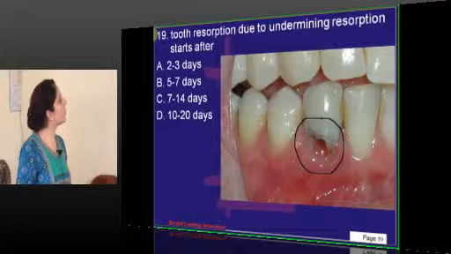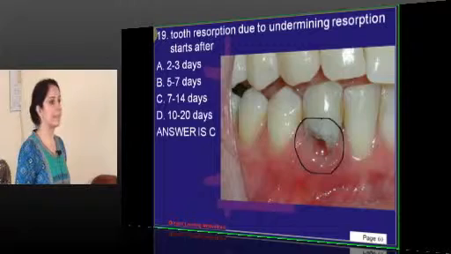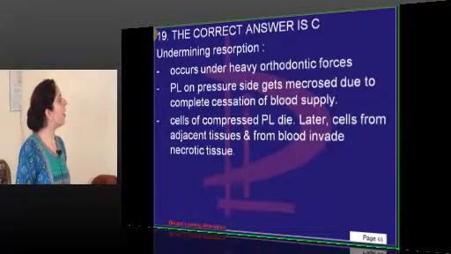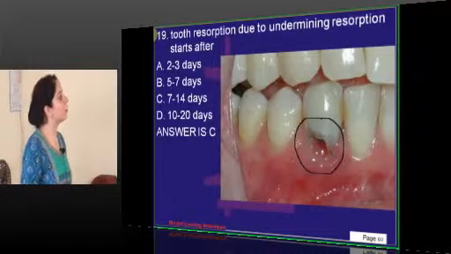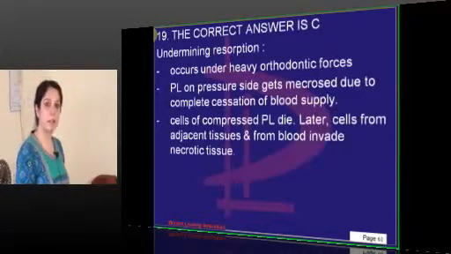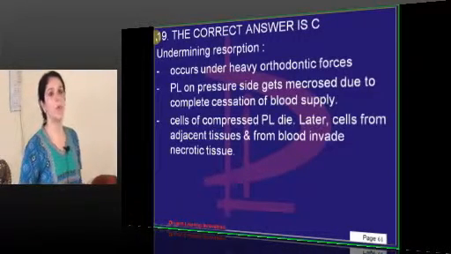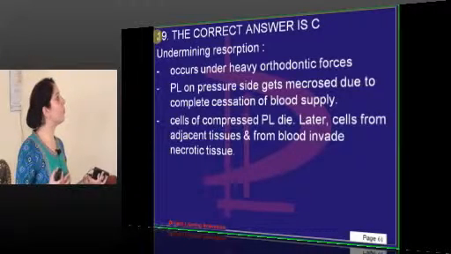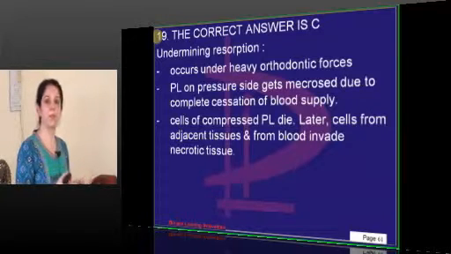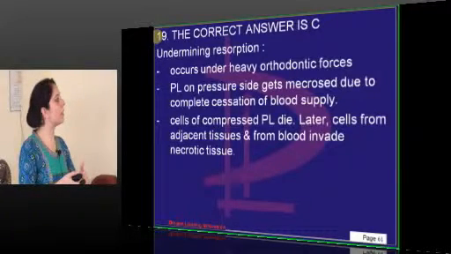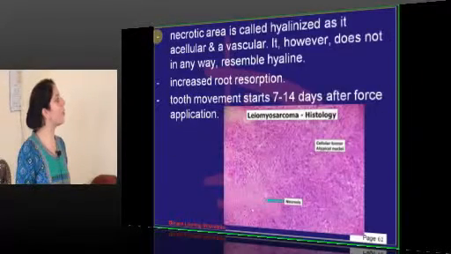Second, tooth resorption due to undermining resorption starts after 7 to 14 days. Now, undermining resorption mainly occurs when there is a very heavy amount of orthodontic tooth movement, or very heavy forces are applied over a very short period of time. There is too much pressure on the periodontal ligament. There is in fact almost some kind of necrosis happening because there is pressure on the blood vessels. The fluids ooze out of the blood vessels, and hence this kind of undermining resorption occurs.